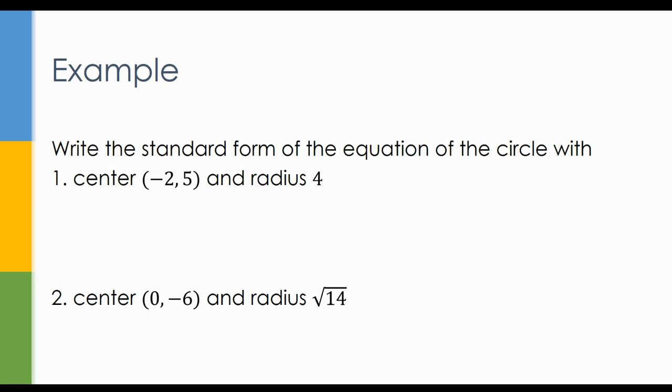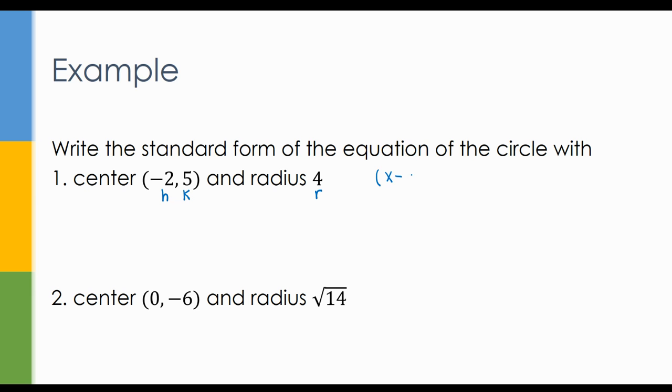All right, so we're going to write the standard form of the equation of a circle, given that the center is at (-2, 5) and the radius is 4. Remember, the center is the ordered pair (h, k). So h is -2 and k is 5, and my radius is r, that's 4. So I'm going to plug those numbers in.